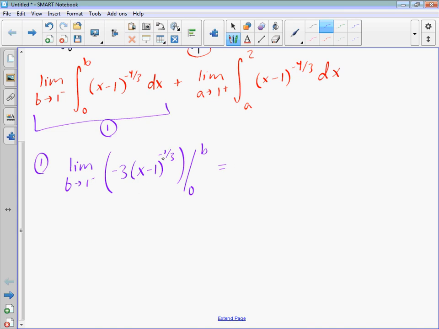Being that this is a negative 1/3, let's write it as negative 3 over x minus 1 to the positive 1/3. I think it'll be a little bit easier to plug these in. So if I plug b into here, I have to keep that limit until I take it, so I'll write it down again. If I plug in b, I just get b minus 1 to the 3rd here, right? So negative 3 over that. And then I subtract and I plug in 0. So if I plug in 0, I have negative 3 over 1, right?